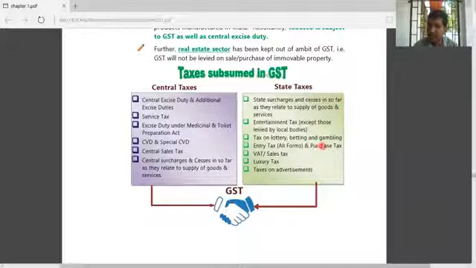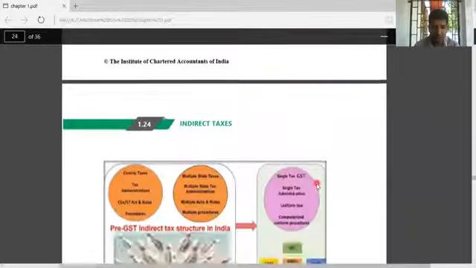Then tax on lottery, betting, gambling, entry tax, VAT or sales tax, luxury tax, tax on advertisement. These taxes are no longer there. All these taxes have been abolished, and what has been introduced? GST has been introduced.